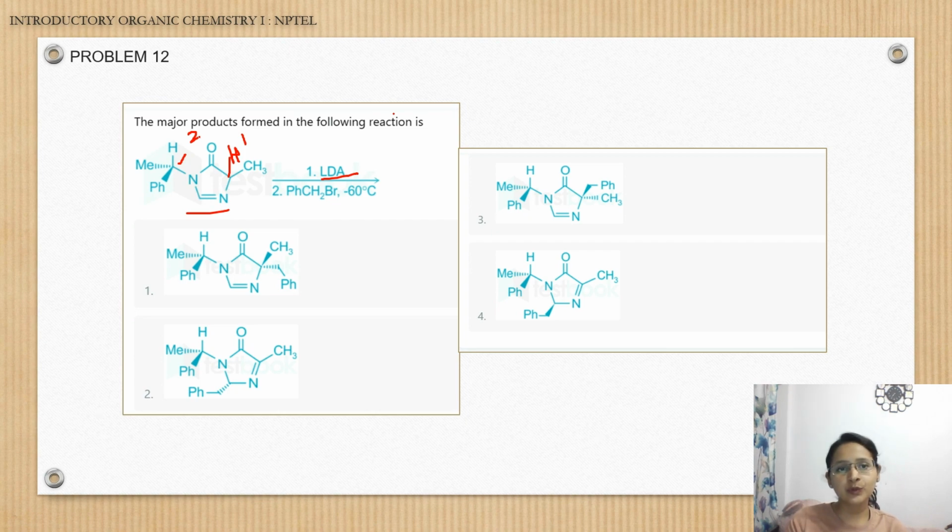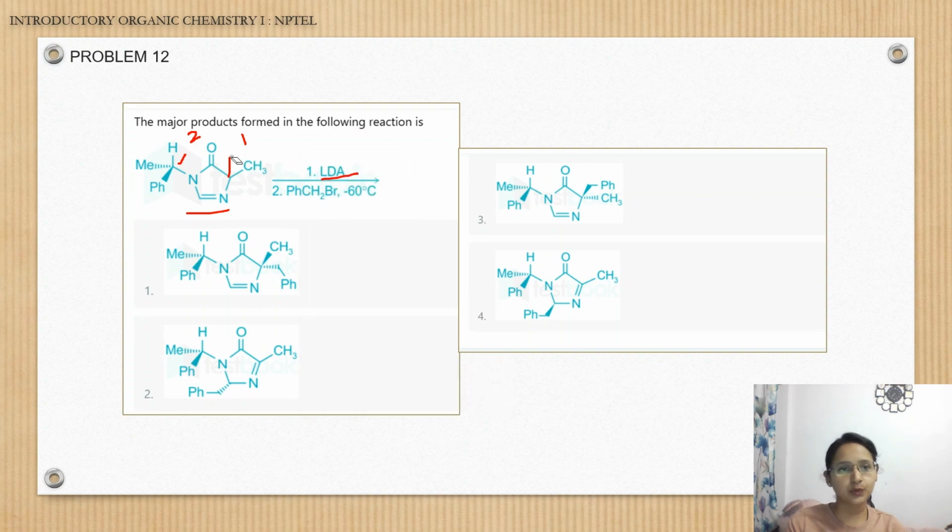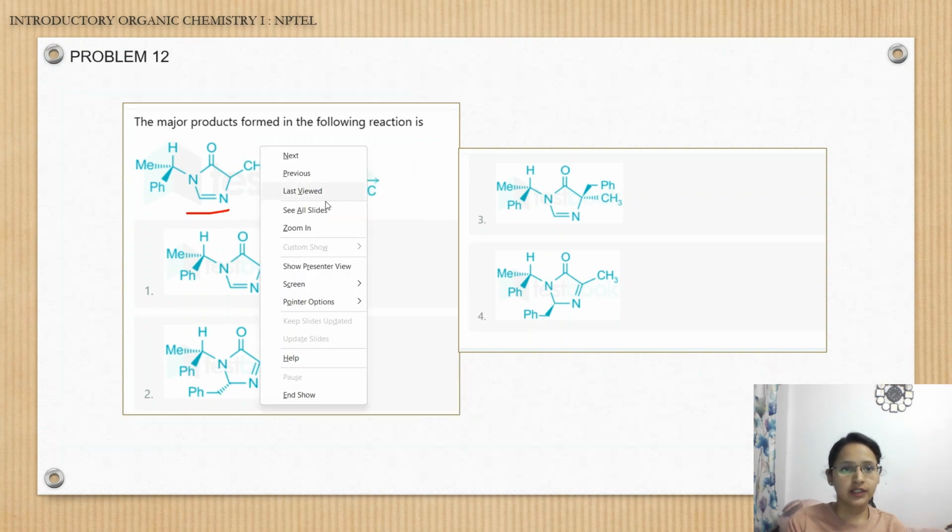Which will be the acidic proton? Can you tell me? The acidic proton will be this proton. Why? Because if you abstract this proton, then what will you have?